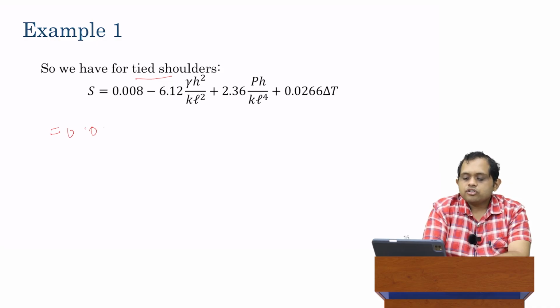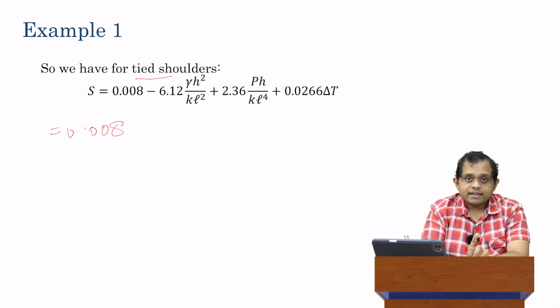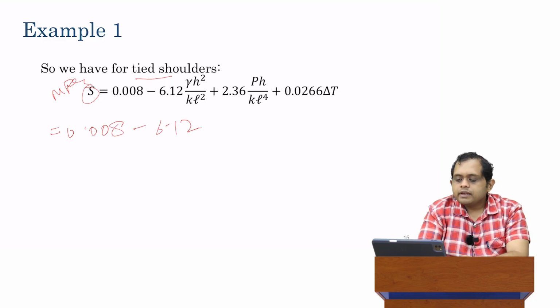So 0.008, this is a number. Technically it has a unit. The unit is megapascals, because S on the right hand side is in megapascals. This coefficient, this intercept, also has the units of megapascals. Okay, minus 6.12. This also has some particular units. You can figure it out on your own. Gamma has to be 24, because it has to be 24 kilonewtons per cubic meter.